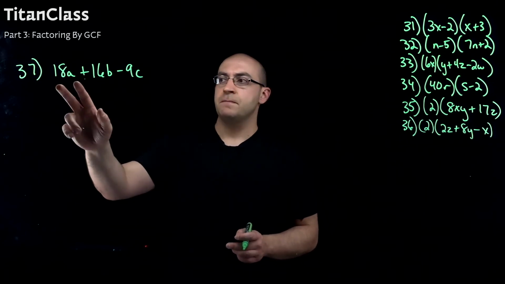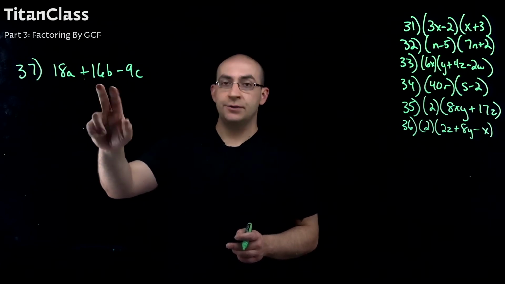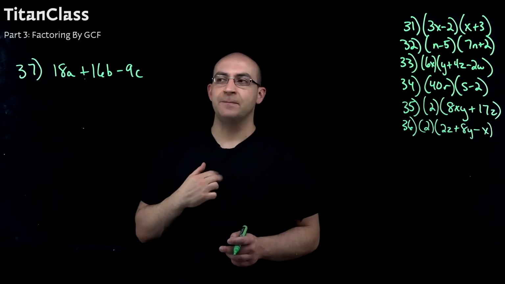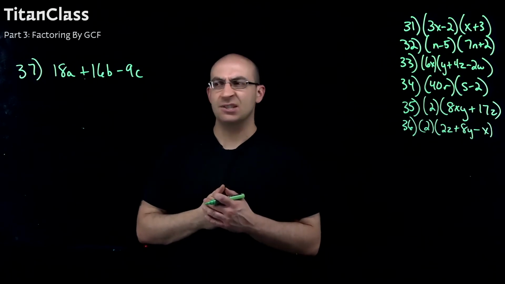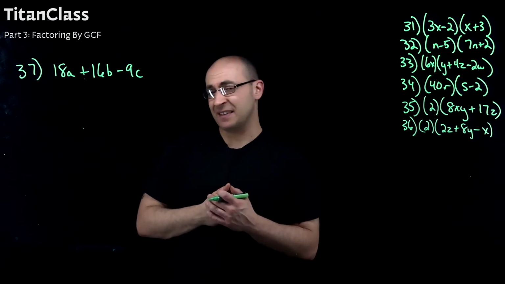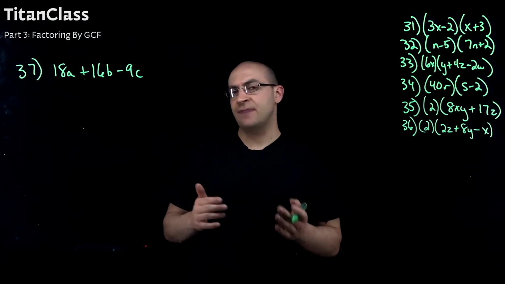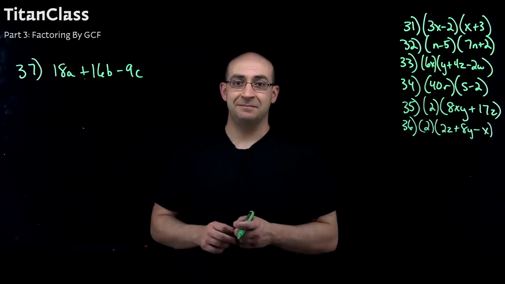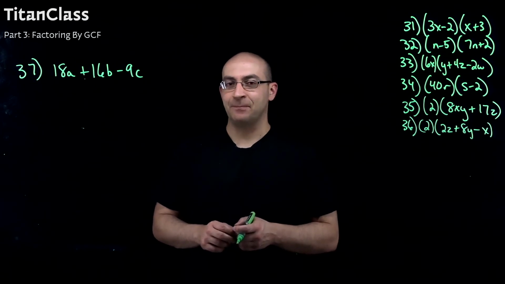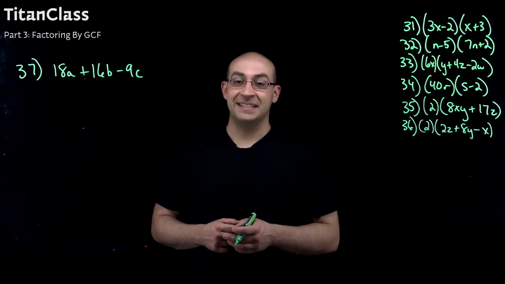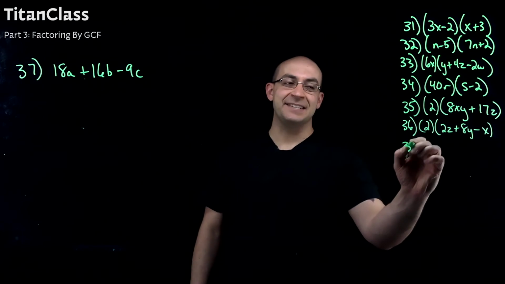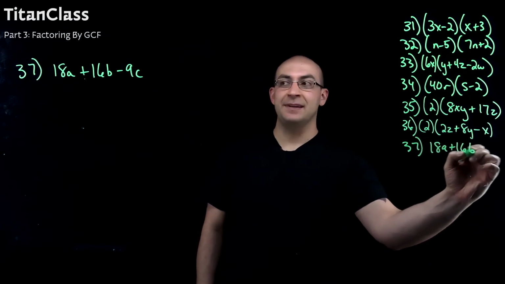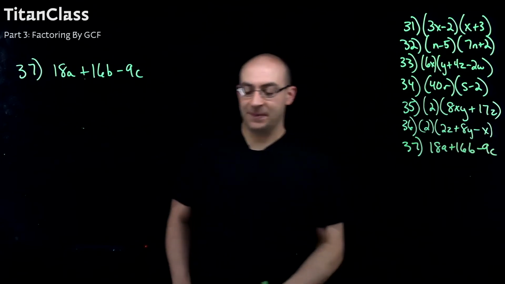2, let's try that. 2 can come out of 18. 2 can come out of 16. Huh. But I can't take a 2 out of a 9. This is a real head scratcher. Is there anything that I can take out of this? Is there anything factorable in this expression? No. So what's the answer? It stays the same. That is the answer. 18a plus 16b minus 9c.